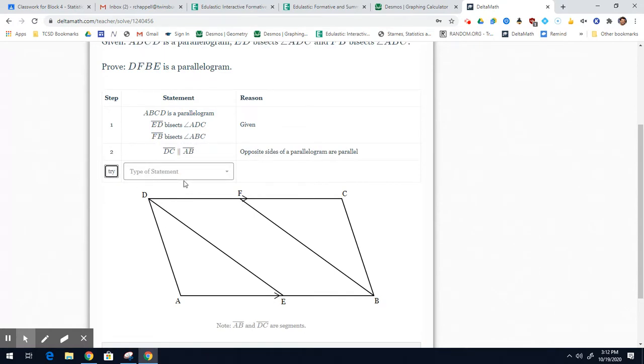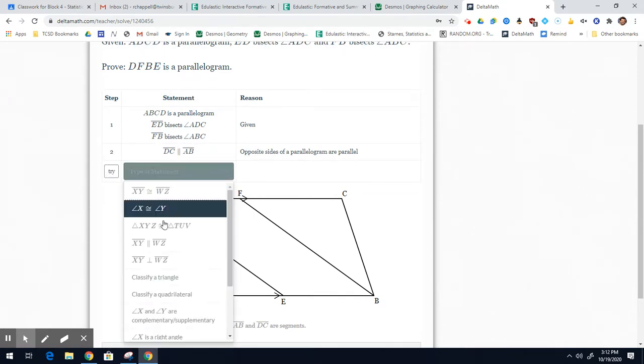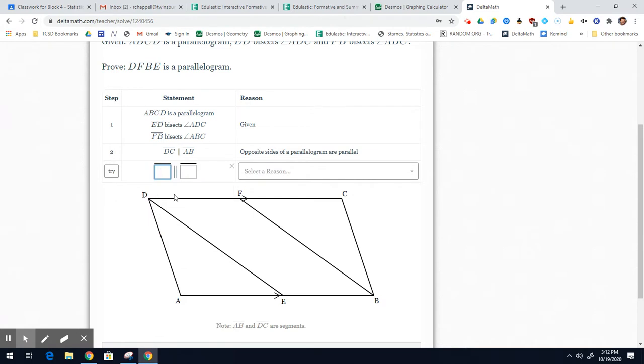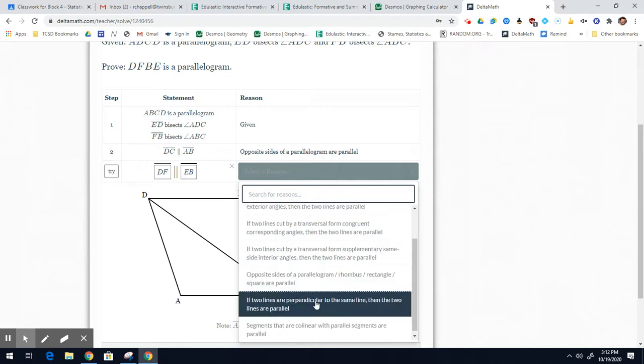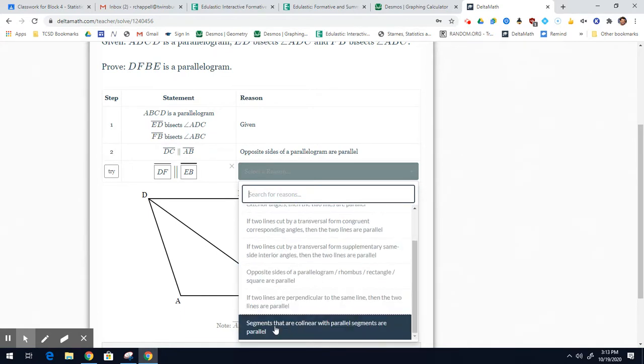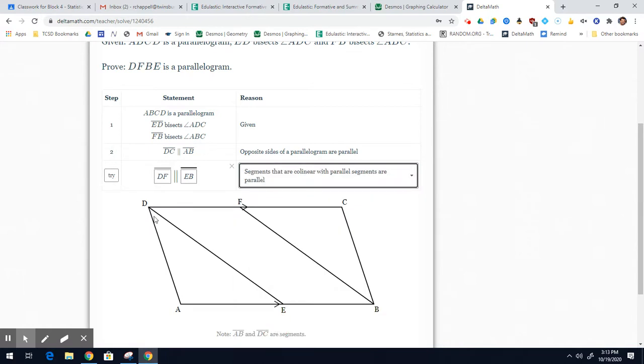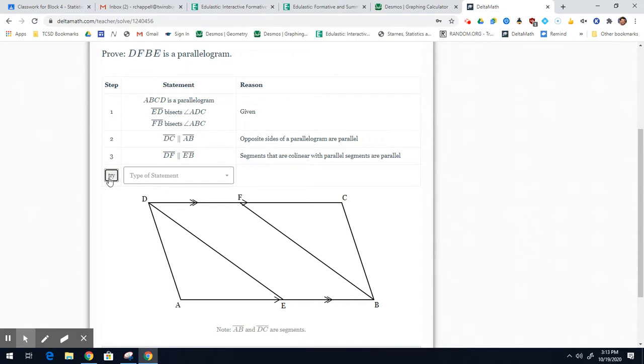So now let me see if I can go with DF being parallel to EB. And just say they're smaller sides. If segments that are collinear with parallel segments are, so this one. So segments that are collinear, so it's saying segments that are on parallel lines are parallel. Okay, so I've done that. So I have those two sides parallel. Okay, now my job is to prove these.